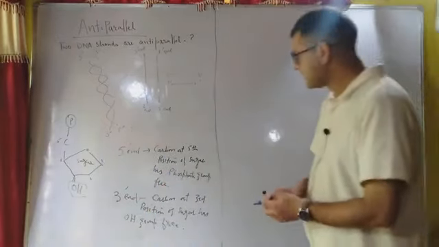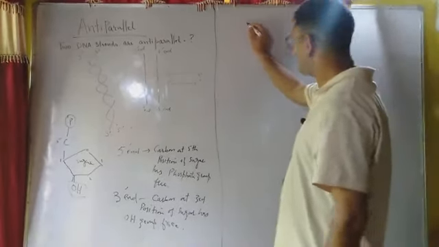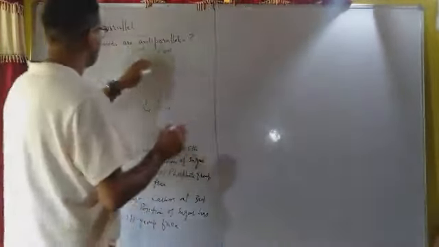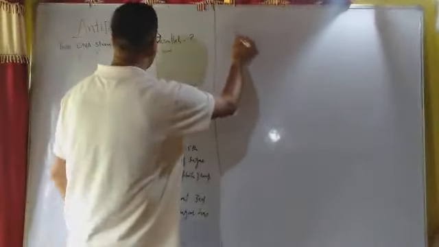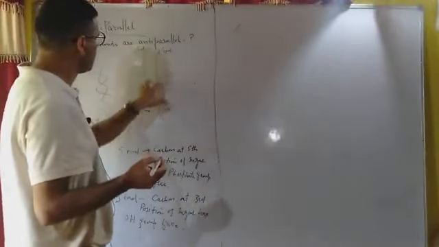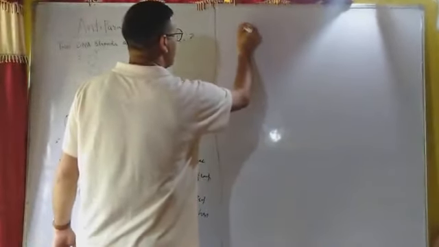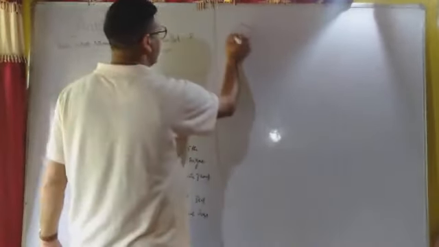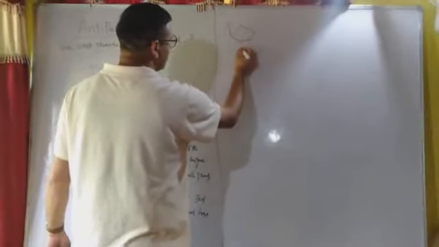How can we explain this? We have to explain 5' end and 3' end. We'll make a sugar, and we'll make a polynucleotide chain. This is one polynucleotide strand. DNA is always made up of two polynucleotide strands. This is one polynucleotide strand. This is another polynucleotide strand. For example, this is one polynucleotide strand, and at the 5' end we have a phosphate group, and at the 3' end we have a hydroxyl group.